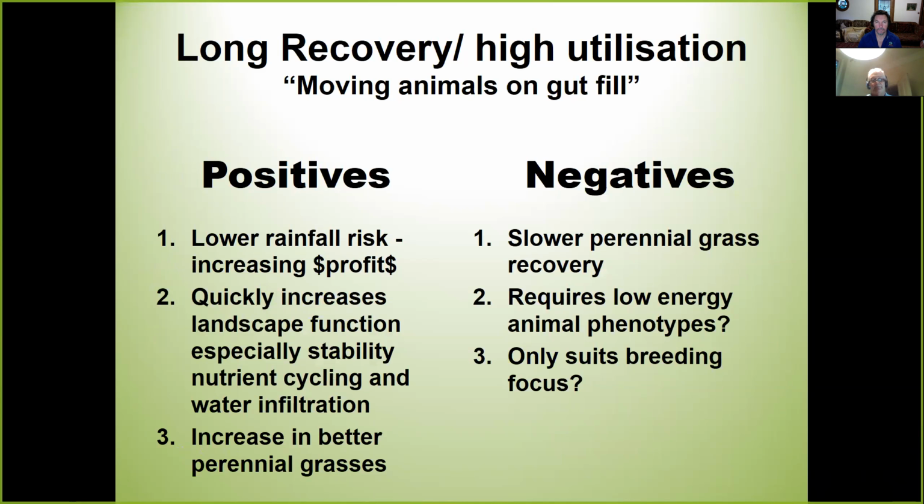So we have to know when we've got to let things die, when we've got to keep them alive, that type of stuff. So cycling things. It quickly increases landscape function. So stability, so less erosion, high nutrient cycling, and I'll come back to some of that, in water infiltration, and increases the better perennial grasses. If you utilize high, you do get slower recovery. So the recoveries are longer when you have high utilization.